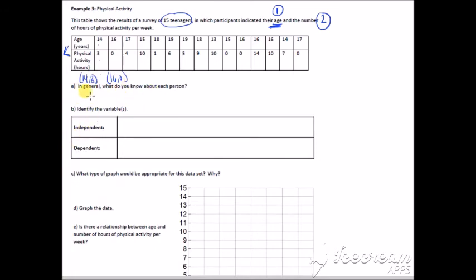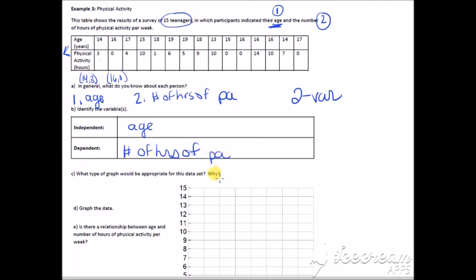So in general, what do you know about each person? Well, you know their age, you know 2 things. And number of hours of, I'm going to put PA, physical activity. So we know 2 things, so this is obviously a 2 variable. Our independent variable is going to be the age. Independent usually has to do with time, if you have time in your question. And then the dependent variable is the number of hours of physical activity. Okay, so what type of graph would be appropriate? Well, since it's 2 variable, we're going to do a scatter plot.